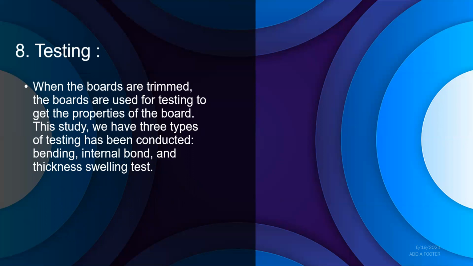When the boards are trimmed, the boards are used for testing to get the properties of the board. In this study, 3 types of testing have been conducted. First one is bending, second internal bond, and the thickness swelling test.